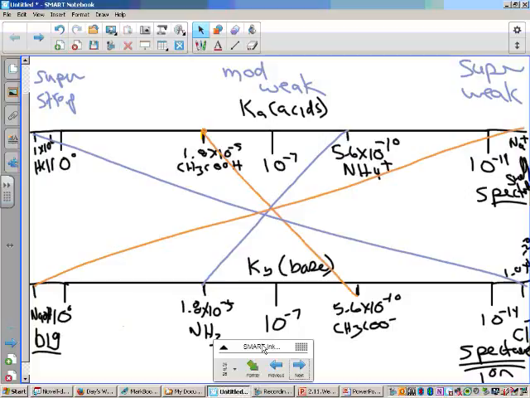And if I did my picture properly, all of these things should be crossing in the middle because of that relationship between Ka and Kb. Because tomorrow we're going to have to critically be looking at ions, and we're going to have to ask ourselves the question, what is this thing going to behave as? Is it going to behave as a moderately weak acid or a moderately weak base? Or is the ion going to behave as like a super weak acid, a spectator, or a super weak base?